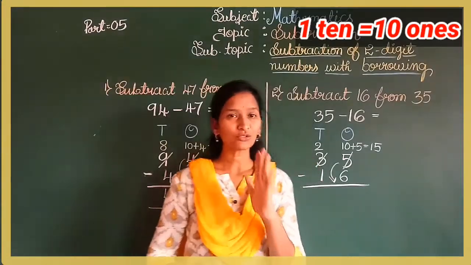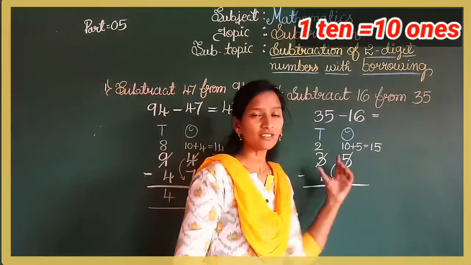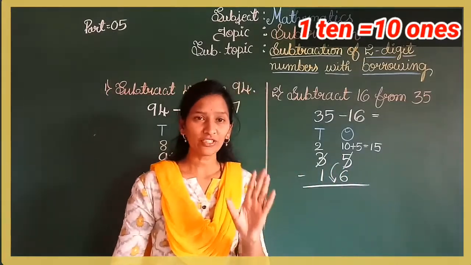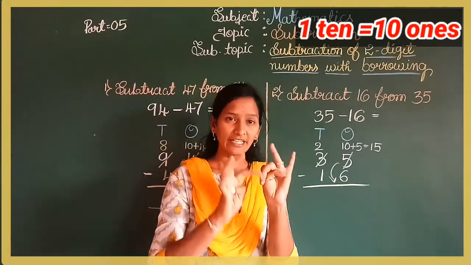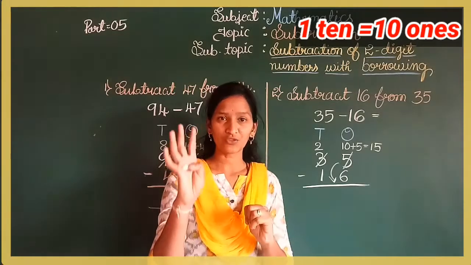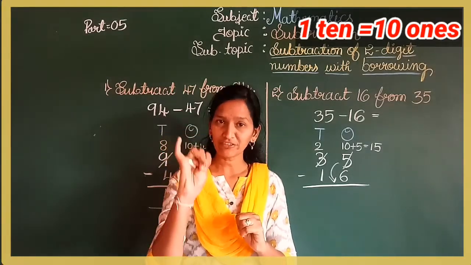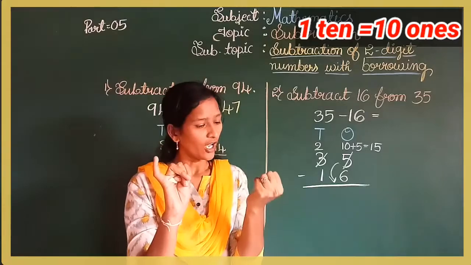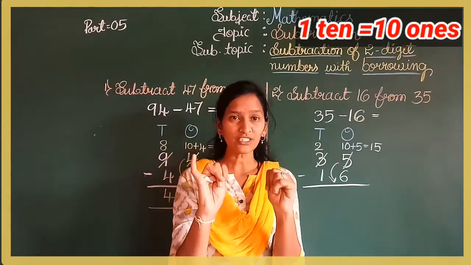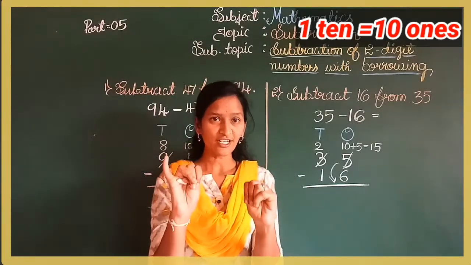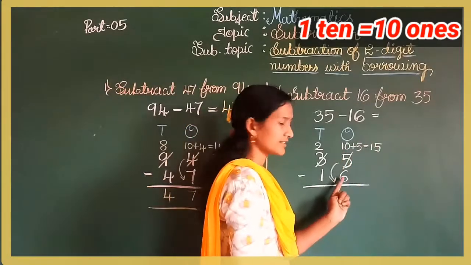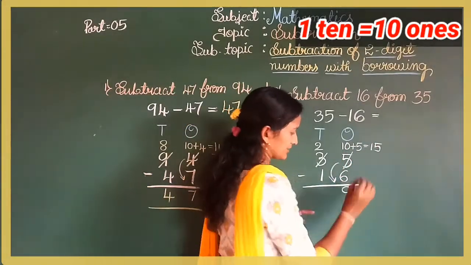Yes. So you have to start to count from the number 6. Okay. 6, after that 7, 8, 9, 10, 11, 12, 13, 14, 15. So children, here I used a total of 9 fingers, right? So 15 minus 6 is also 9.